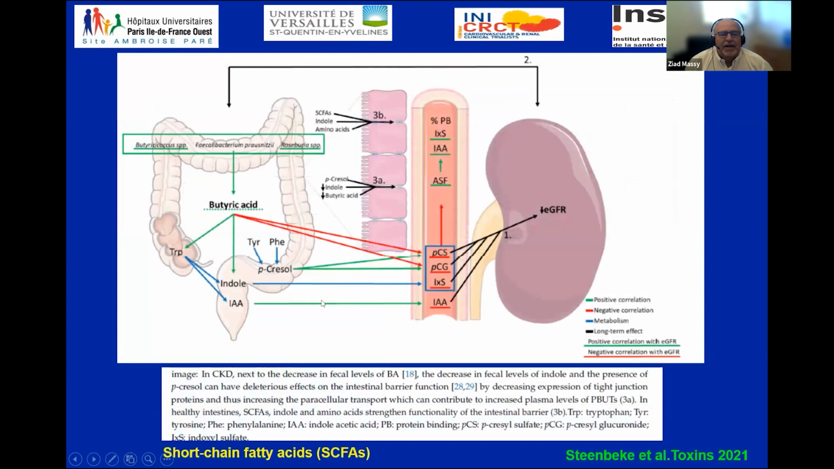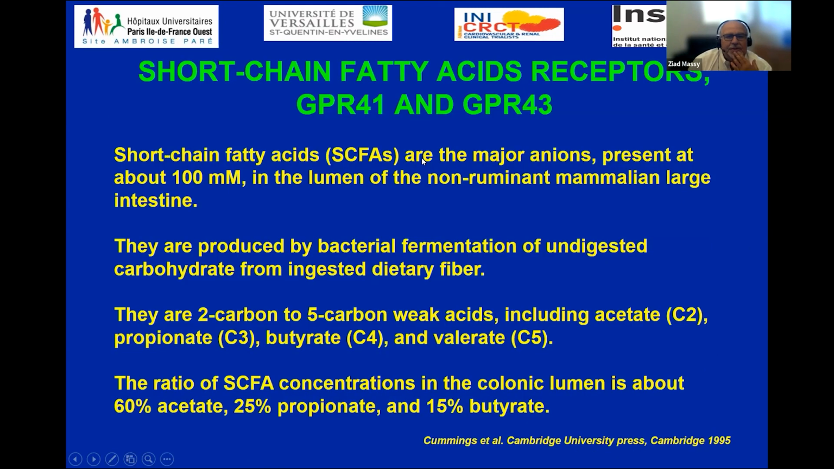The product of microbiota is multiple. All of you are aware of amino acid metabolism, like tryptophan or tyrosine, but there are also other molecules like the short chain fatty acids. One of them is butyrate, which is our interest today. What is a short chain fatty acid?